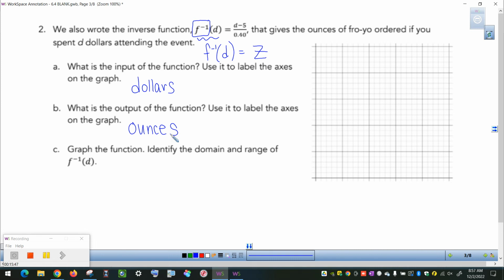The input is always going to go on the x-axis. So for this inverse function, we saw, well, now the input is dollars. So we are going to put that on the x-axis. Now we have ounces for the output, so that is going to go on the y-axis. All right, let's do the same thing here with labeling our scale, so we can have each square represent 1 unit. And I'm just going to label here counting up by 5.